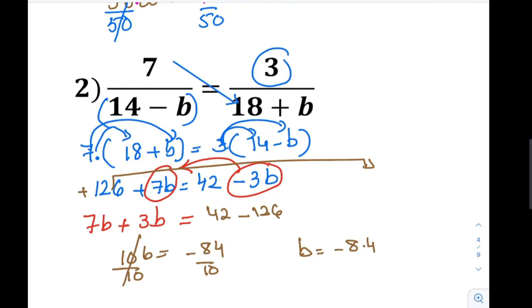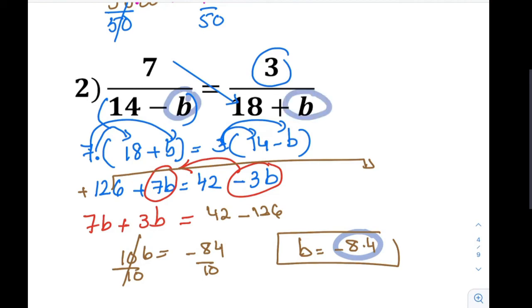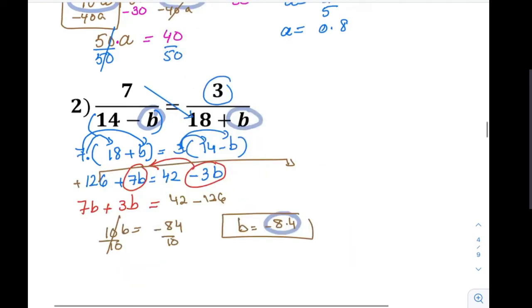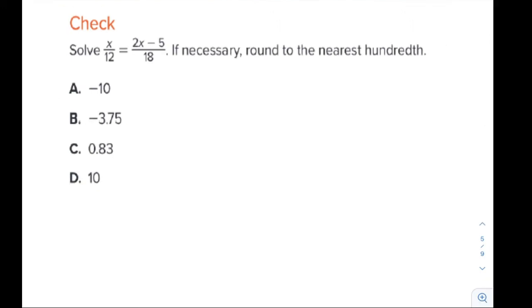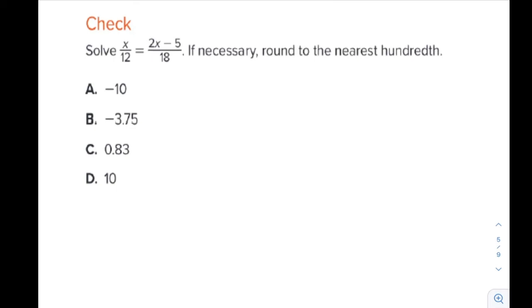Great. I have done this now, but I didn't check. You can check by replacing the b instead of the b here and there, and you should have the correct proportion. And now let's check how we can solve this proportion, and if necessary, round to the nearest hundredth. Let's check this proportion.